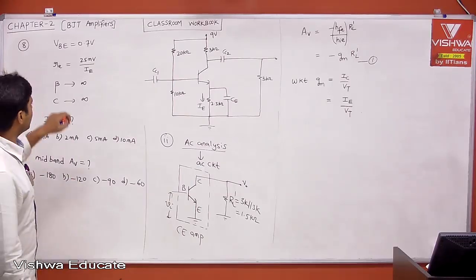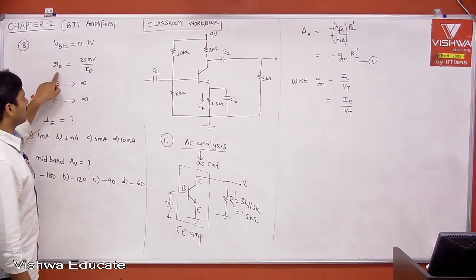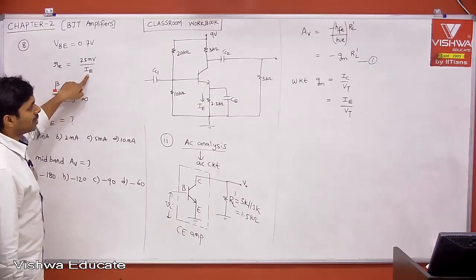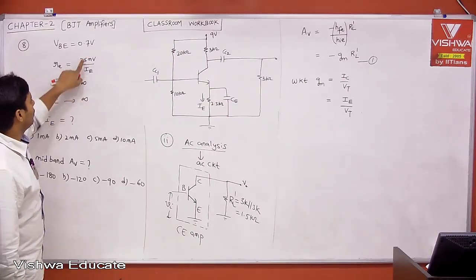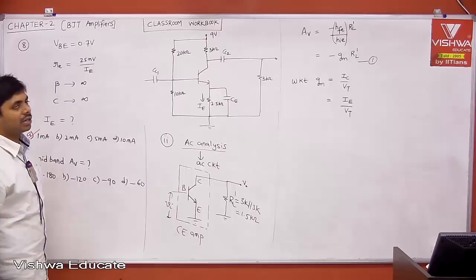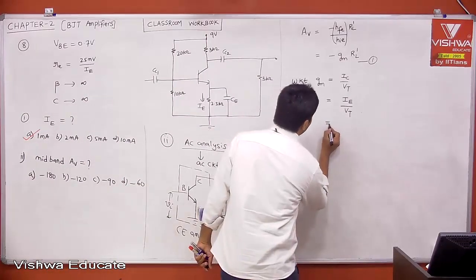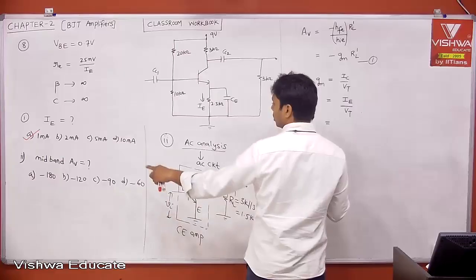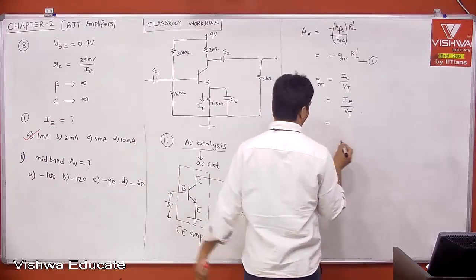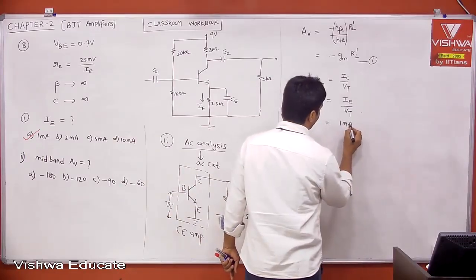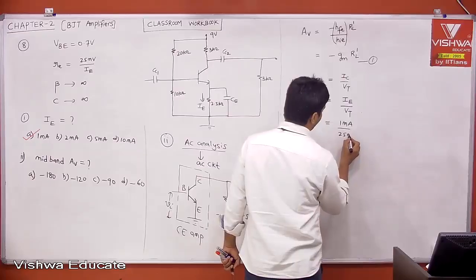Okay, now this is nothing but VT. Therefore, this is nothing but 1 by GM. Therefore, 1 by GM is nothing but VT by IE. Therefore, what is VT? 25 millivolt. It is indirectly asking you to take VT as 25 millivolt. Therefore, what is IE? IE is equal to, which we already got, 1 milliampere, and VT is 25 millivolt.